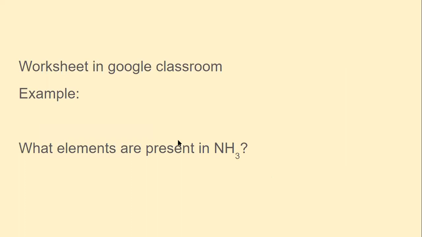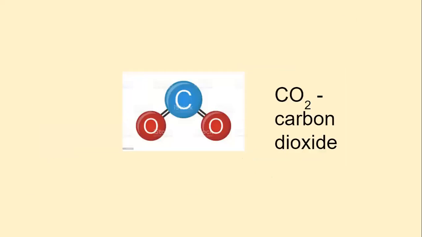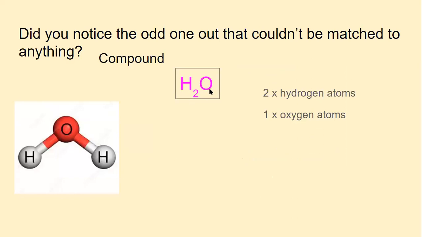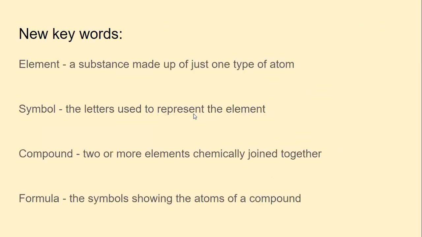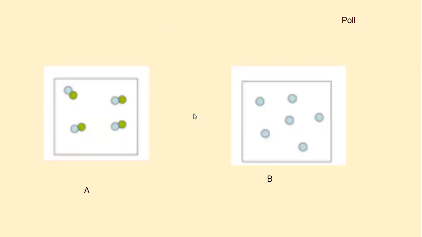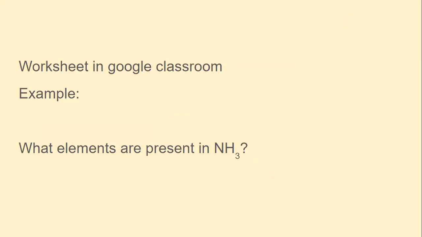Okay, your worksheet in Google Classroom is actually related to what we looked at just back here. You're going to be asked to identify what elements are present just from looking at the formula. Like we said here, from CO2, we can see that there's carbon present and there's oxygen present because of the symbols there. H2O, we know there's hydrogen and we know there's oxygen. So please do come back and look at this part of the video while you're doing the worksheet if you're not sure. So we'll do one together.